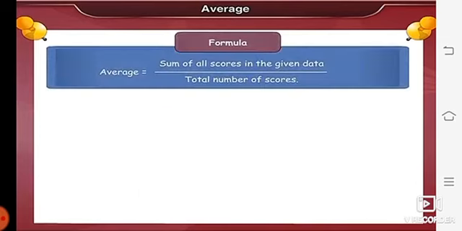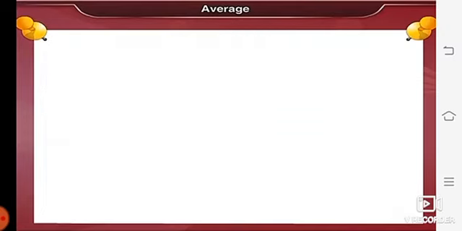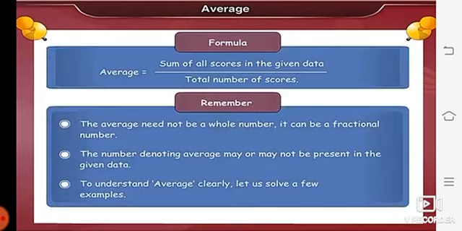Now we will see the formula which is used to find average. It is on the screen. Average is equal to the sum of all scores in the given data upon the total number of scores. So students, always remember, the average need not be a whole number. It can be a fractional number. The number denoting average may or may not be present in the given data. To understand average clearly, let us solve a few examples.